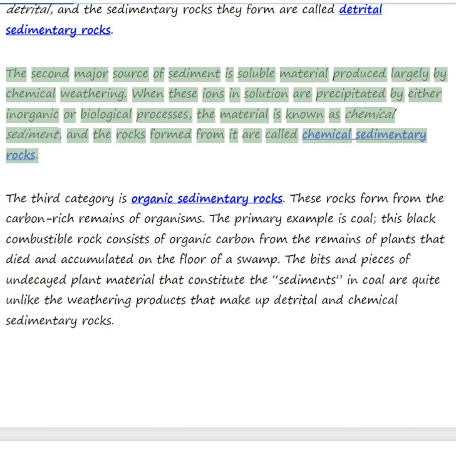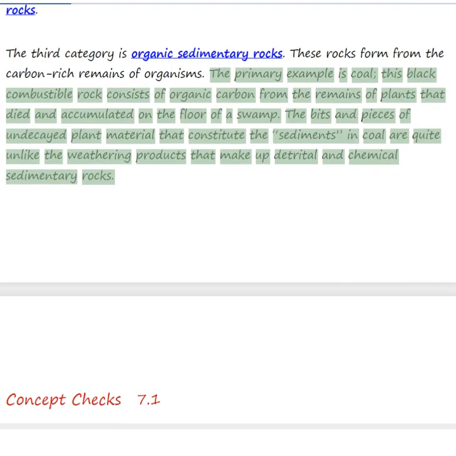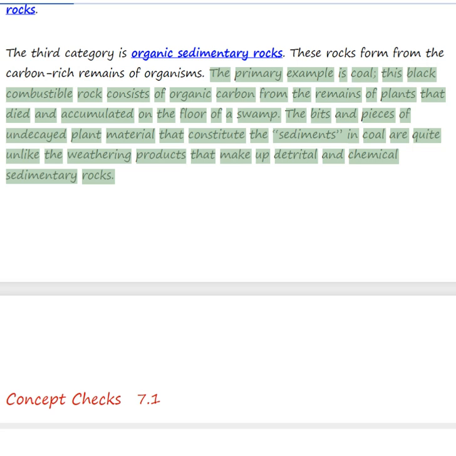When these ions in solution are precipitated by either inorganic or biological processes, the material is known as chemical sediment, and the rocks formed from it are called chemical sedimentary rocks. The third category is organic sedimentary rocks. These rocks form from the carbon-rich remains of organisms. The primary example is coal. This black combustible rock consists of organic carbon from the remains of plants that died and accumulated on the floor of a swamp. The bits and pieces of undecayed plant material that constitute the sediments in coal are quite unlike the weathering products that make up detrital and chemical sedimentary rocks.